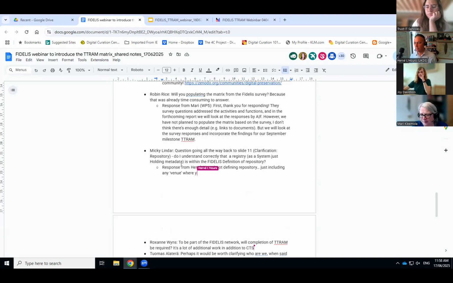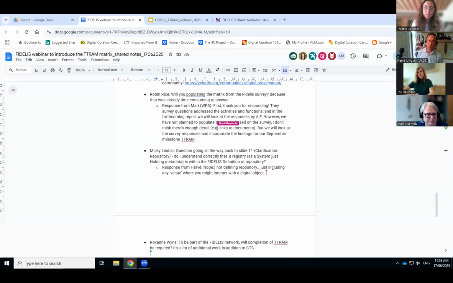Next question was from Mickey Lindar, and she is asking a little bit for some clarification. So when we talk about registries as a system just holding metadata, is that within the scope of what Fidelis would describe as a repository? So I see, Hervé, you're already typing. No, you would not define a repository. We will not spend the next 3 years coming up with another definition of repository or archive or anything else.